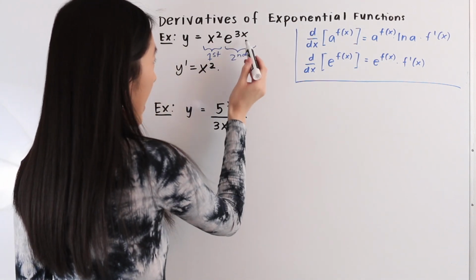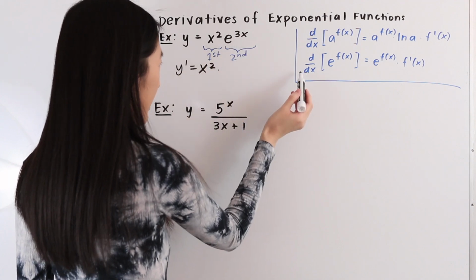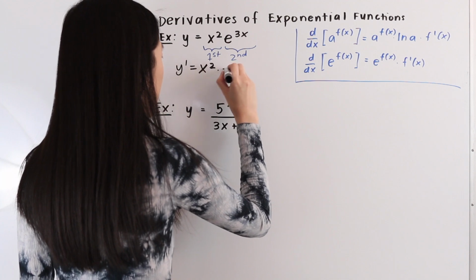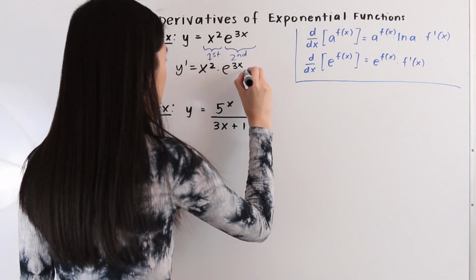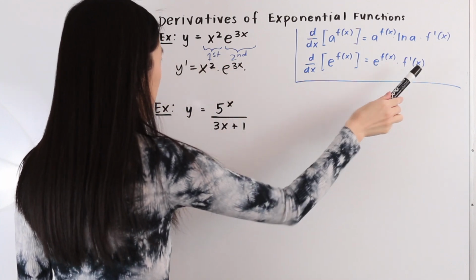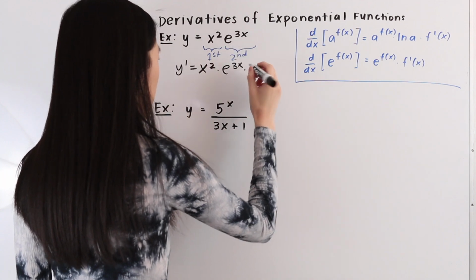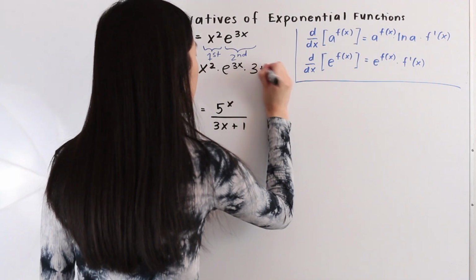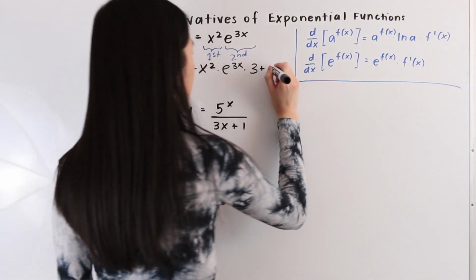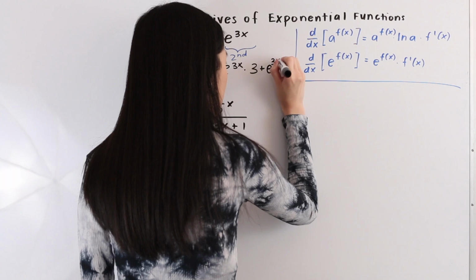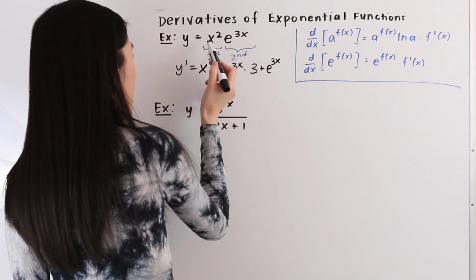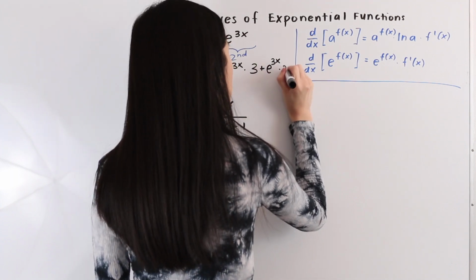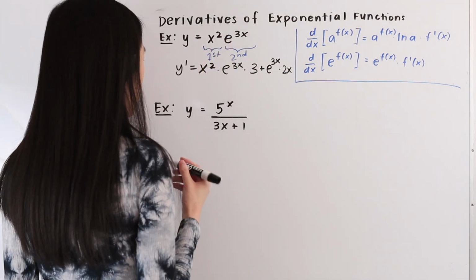So here we have an exponential function, so we're going to use this formula here. And so we're going to rewrite our original function. So we have e to the 3x, and then times the derivative of our exponent. So the derivative of 3x is equal to 3. And then we're going to add to this the second, so e to the 3x, and then times the derivative of the first, so the derivative of x squared is just equal to 2x. This is times 2x.